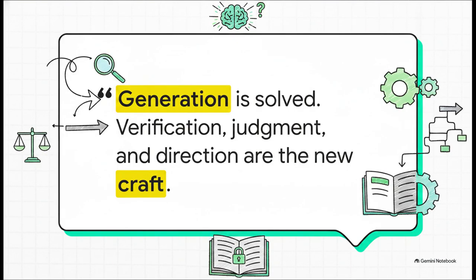As we wrap up this explainer, I want to leave you reflecting on this quote. Generation is solved. Verification, judgment, and direction are the new craft. The tools are absolutely here, but they require immense discipline and a fundamentally new workflow to manage context rot and regulatory law. So ask yourself, is your engineering team still treating AI merely as a generation tool, or have they truly mastered the new craft of verification?